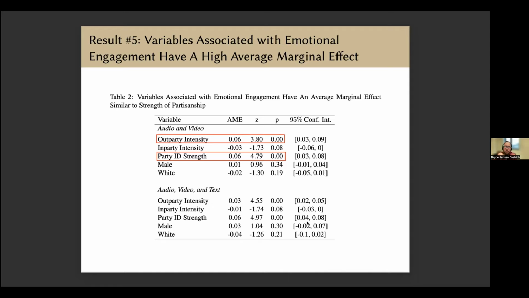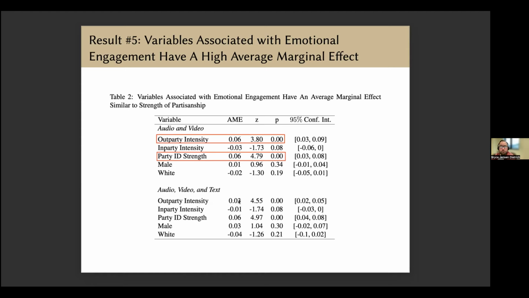The second half of the table, I'd also like to point out that the average marginal effect for out-party intensity on the bottom is 0.03, which is exactly half the effect of out-party intensity at 0.06. So this says that when we add text data to the estimate of our measure, the impact of that measure on the prediction of the vote choice is approximately decreased by half. Does this mean that text data should never be incorporated into this multimodal framework? No, but it certainly means that in our context, adding text data doesn't help us in any way when trying to estimate something like emotional engagement using the scale that we developed for the study.